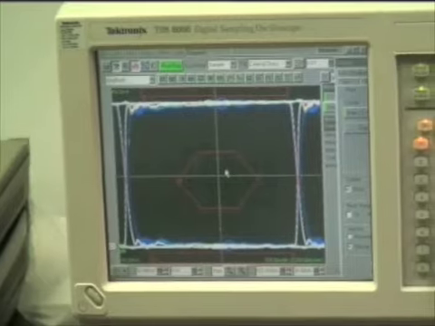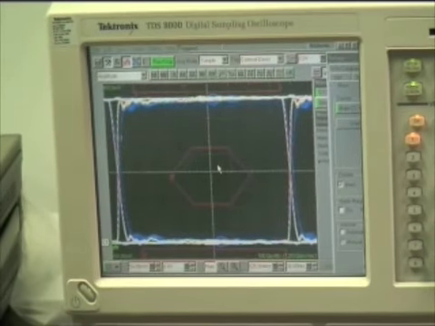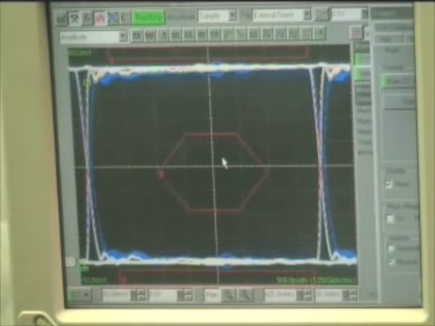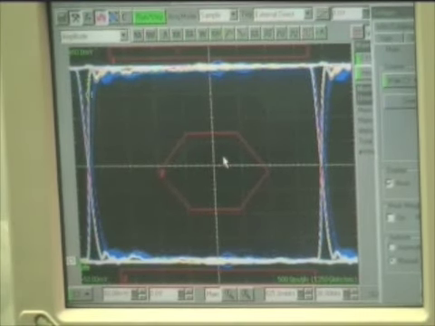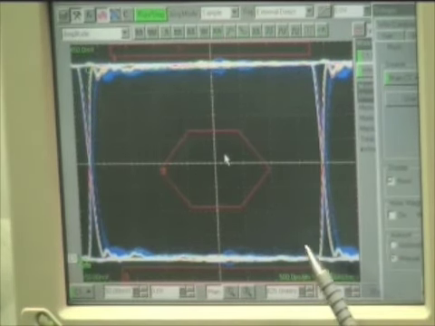An I diagram is produced by repetitively sampling a digital signal on an oscilloscope's vertical axis while triggering the horizontal sweep with the data rate. The resulting pattern looks like an I. The larger the I, the better the signal integrity.